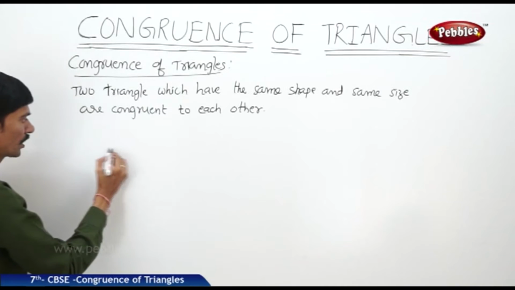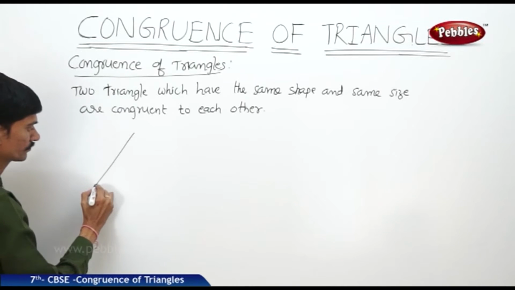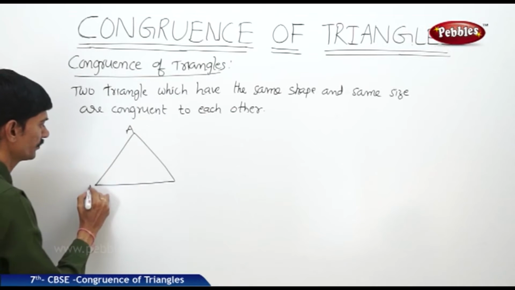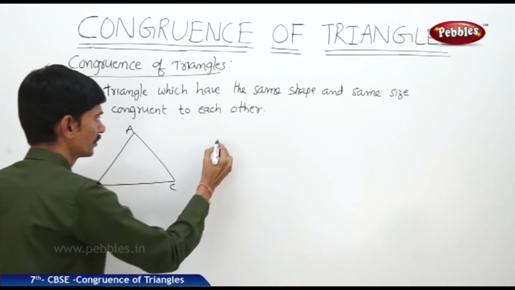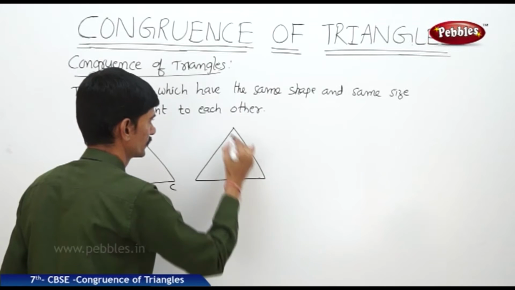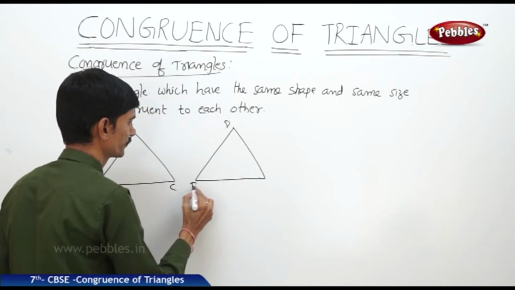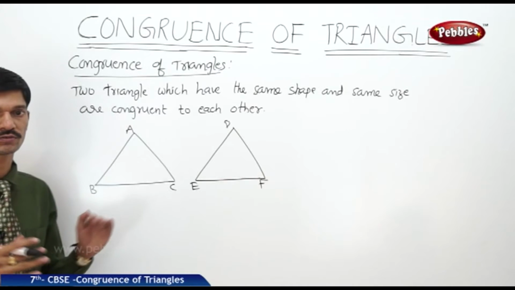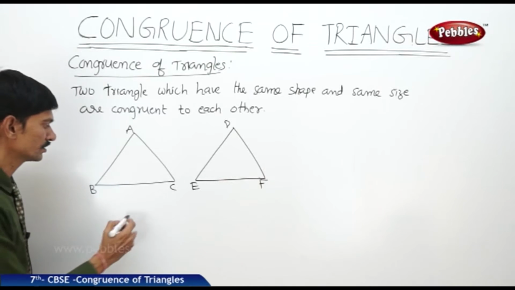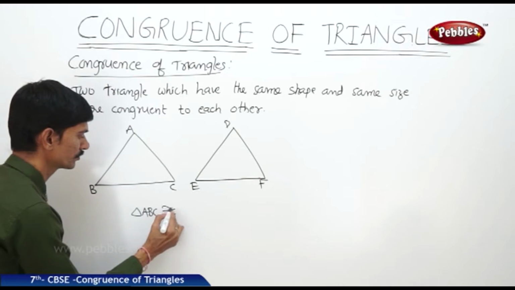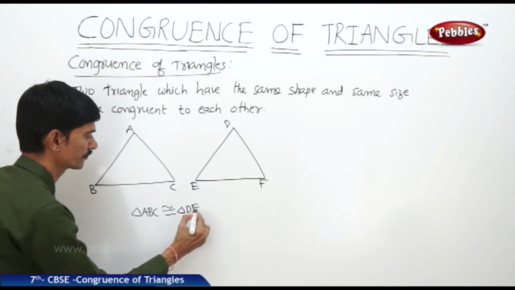Now let us take two triangles, triangle ABC and triangle DEF. These two triangles have the same shape and also the same size. Then we can say that triangle ABC is congruent to triangle DEF.